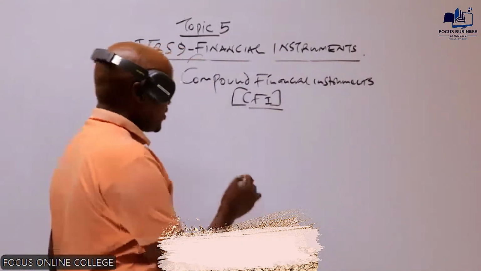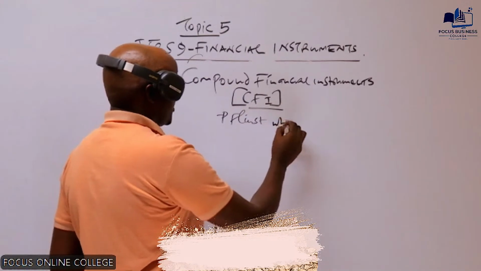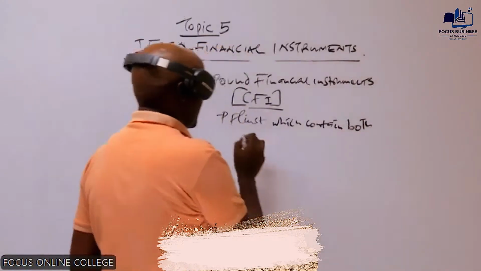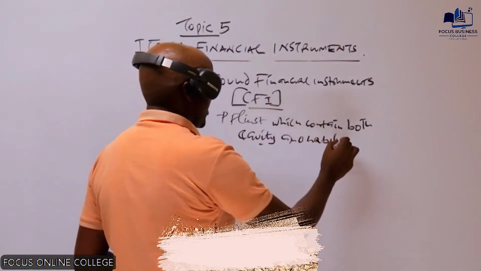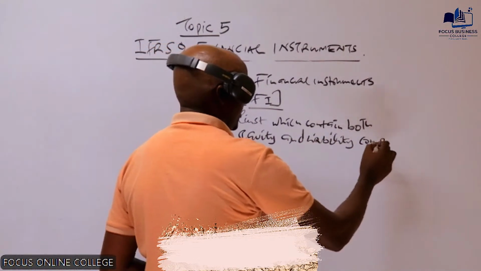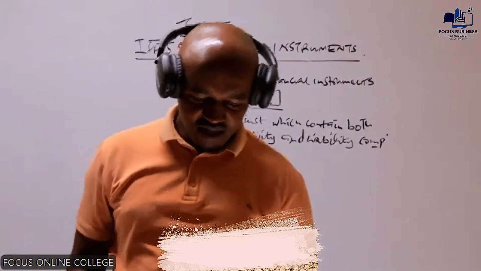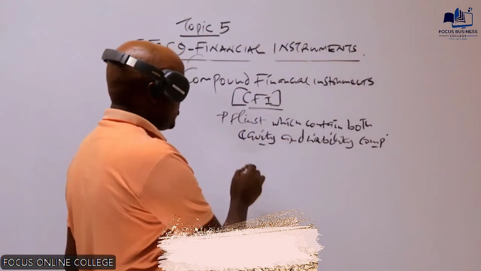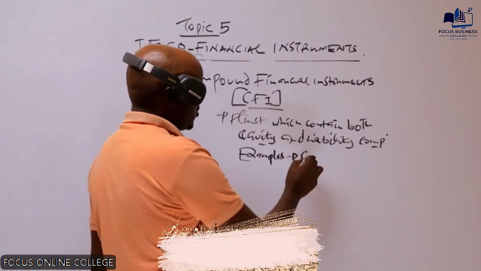So therefore, these are financial instruments which contain both equity and liability components. Now, what is a good example of a compound financial instrument which contains both equity and liability components? Examples of this include the convertible securities.